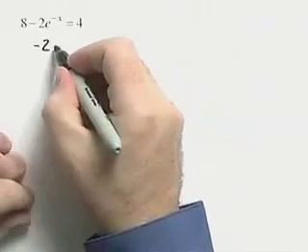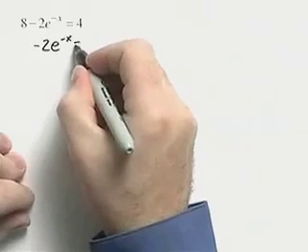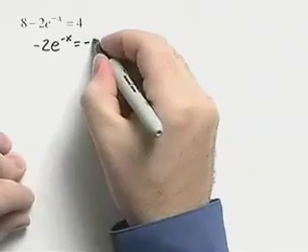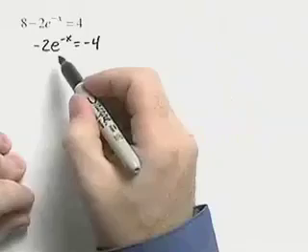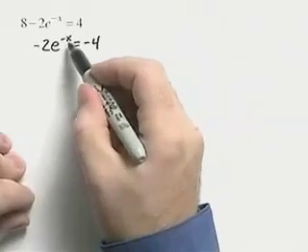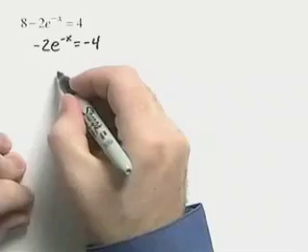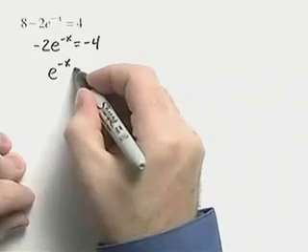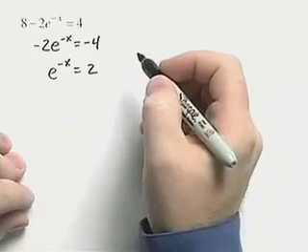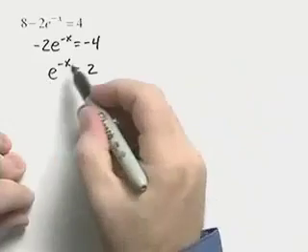So we'll have negative 2e^(-x), and here we'll have 4 minus 8, which is negative 4. Next, we want to just get this exponential part by itself, so we need to divide both sides by negative 2. To do that, we'll have e^(-x) equals a positive 2. Now we have this exponential form.